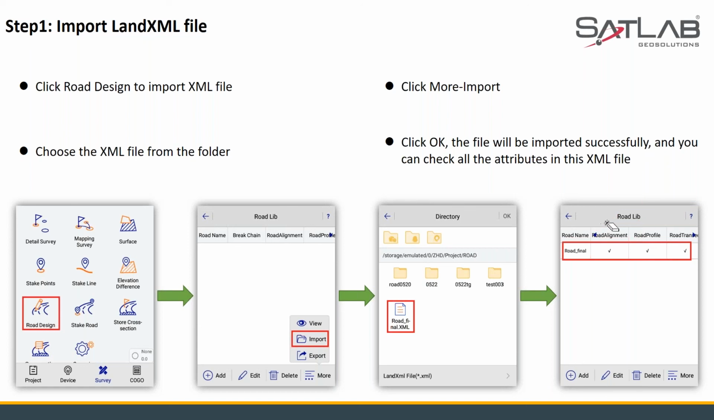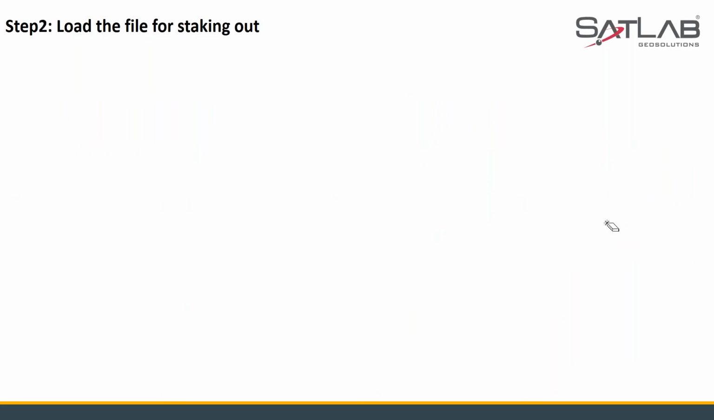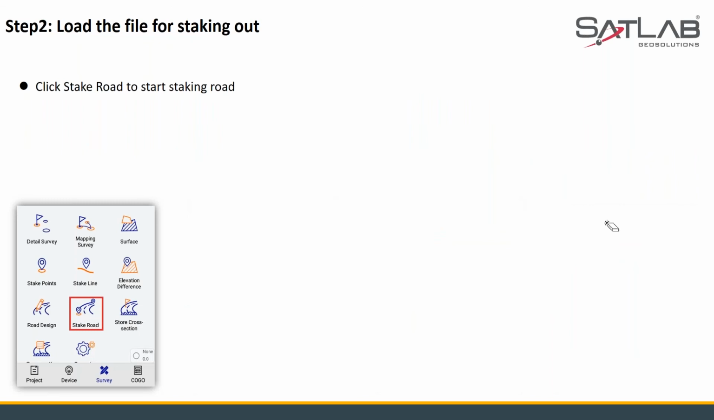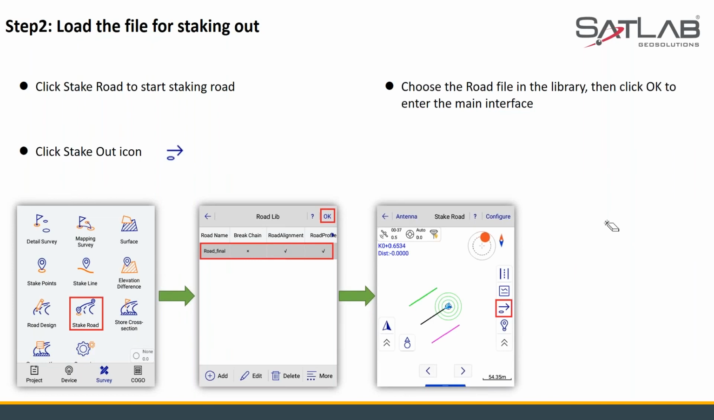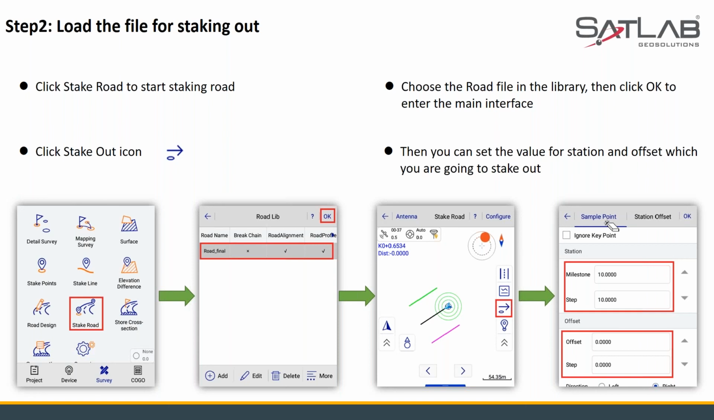Let's go to the stake road, then go to this. This is my file that I have already imported. Choose a road file in the library, then click OK and enter the main interface. Then we can start the values, and we can start the milestones and steps that I'm going to talk about in this part in a while. How we can do that.